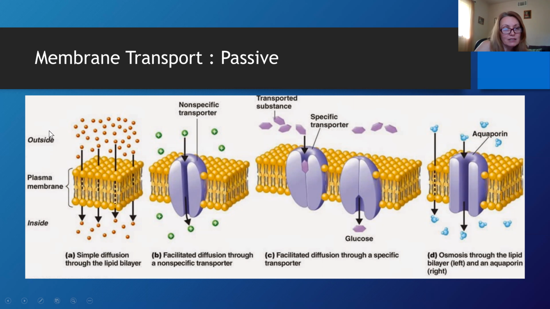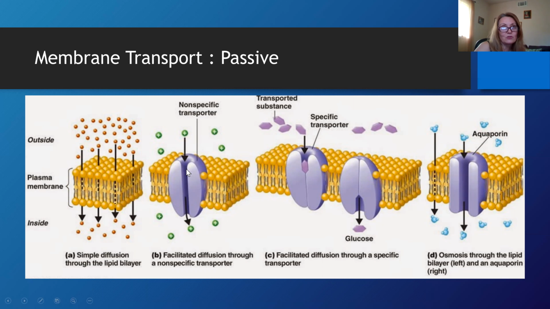Now, on this diagram, you see this is outside, this is inside, and plasma membrane. So passive transport can be simple diffusion through the lipid barrier, the lipid bilayer, when small non-charged molecules are moving just through this phospholipid barrier, simple diffusion. And they move down their concentration gradient from high concentration to low concentration. No ATP is used. We also can have facilitated diffusion.